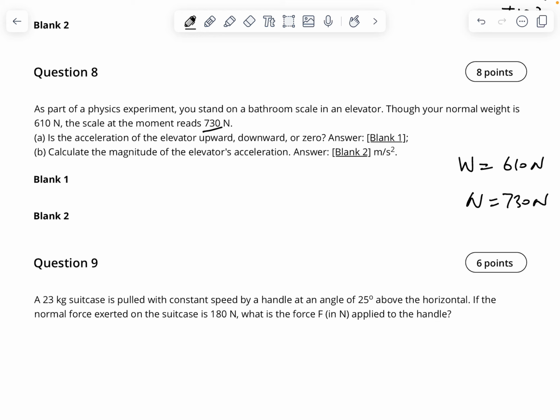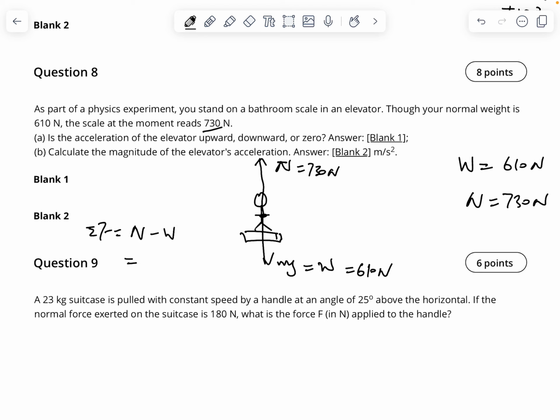So here, say this is you, and you step on a scale. If you draw a free body diagram on you, there are two forces. You have mg, your weight, which is 610 Newton. And then you have the normal force, which is what you read from the scale. Normal force equal to 730 Newton. So you only have two forces. We can calculate net force equal to normal force minus weight, equal to 730 minus 610, and based on Newton's law, net force is ma.